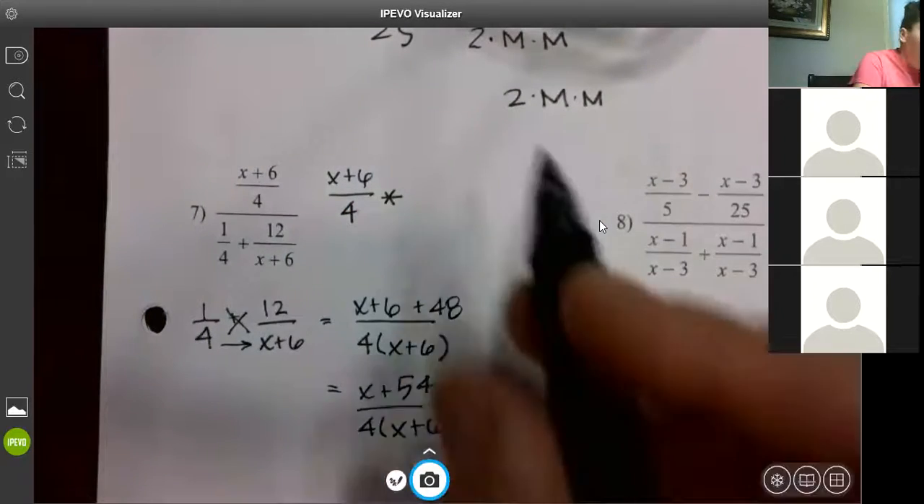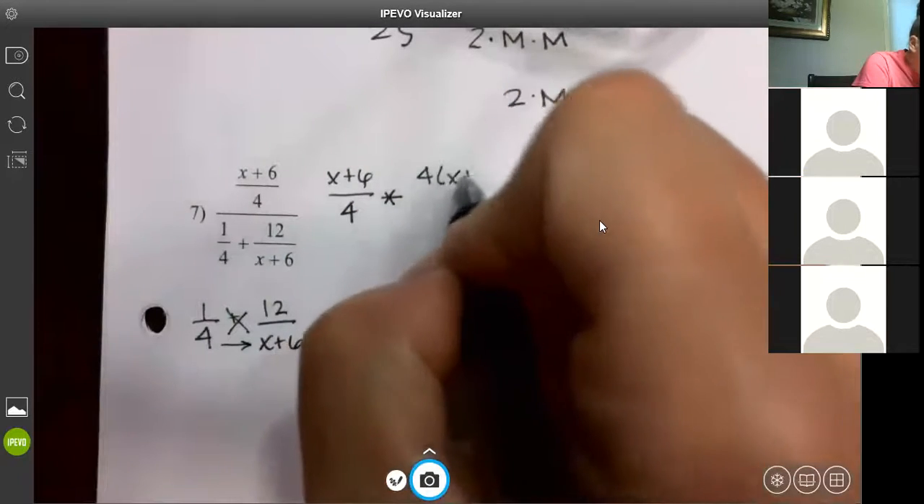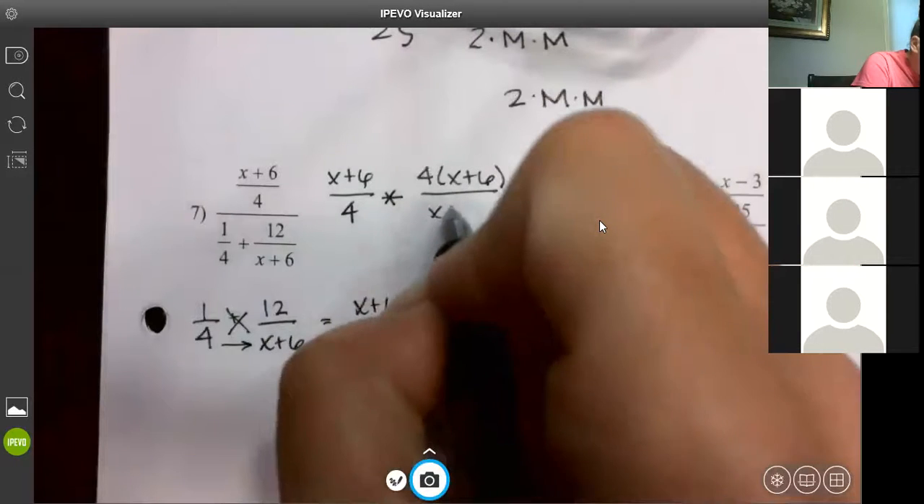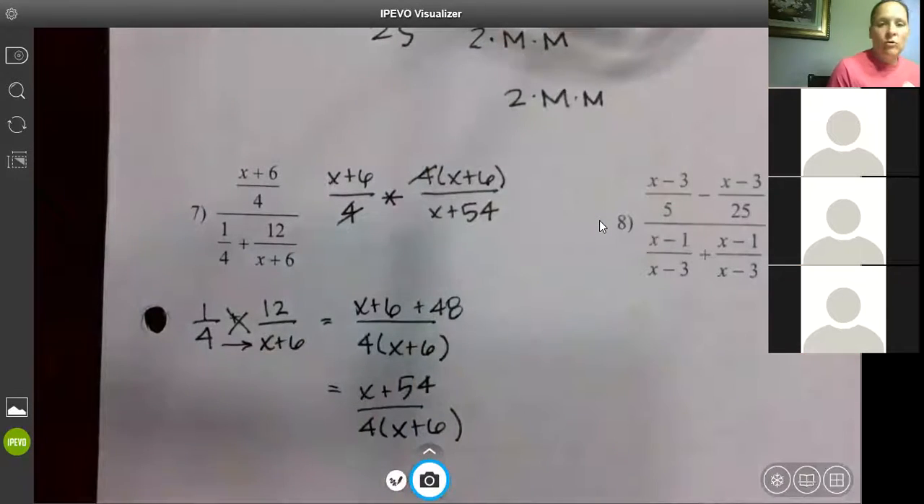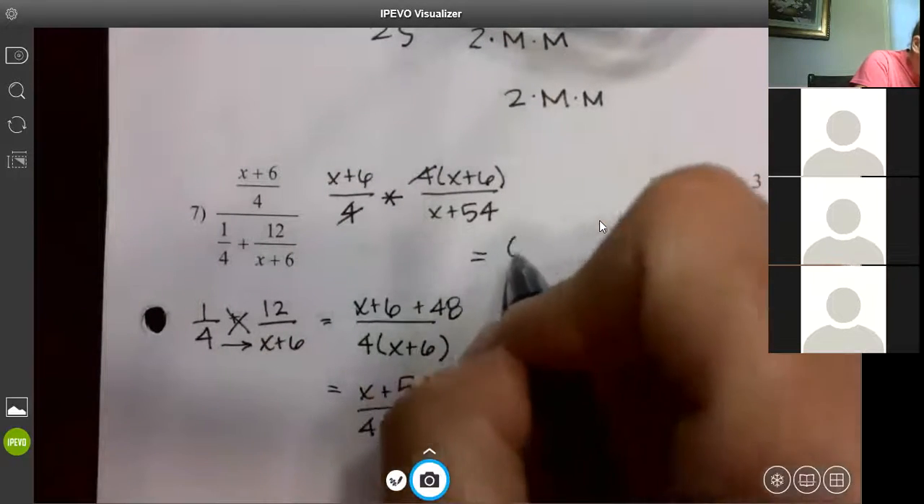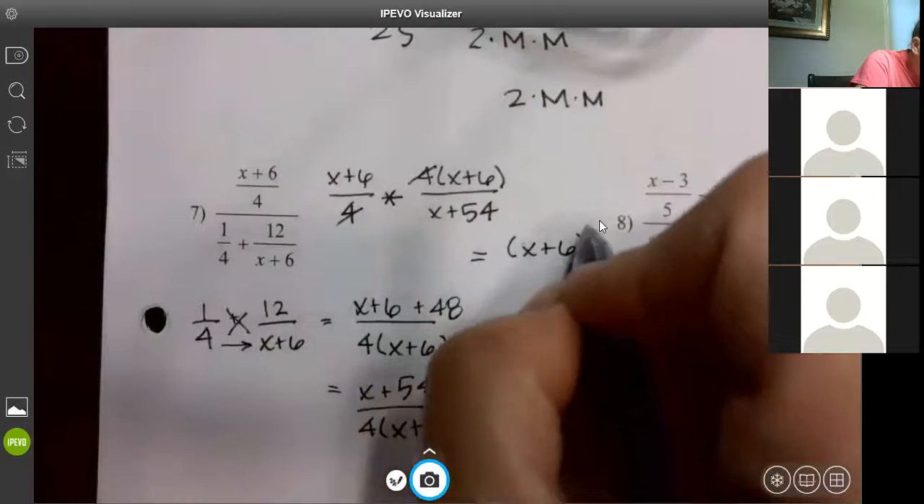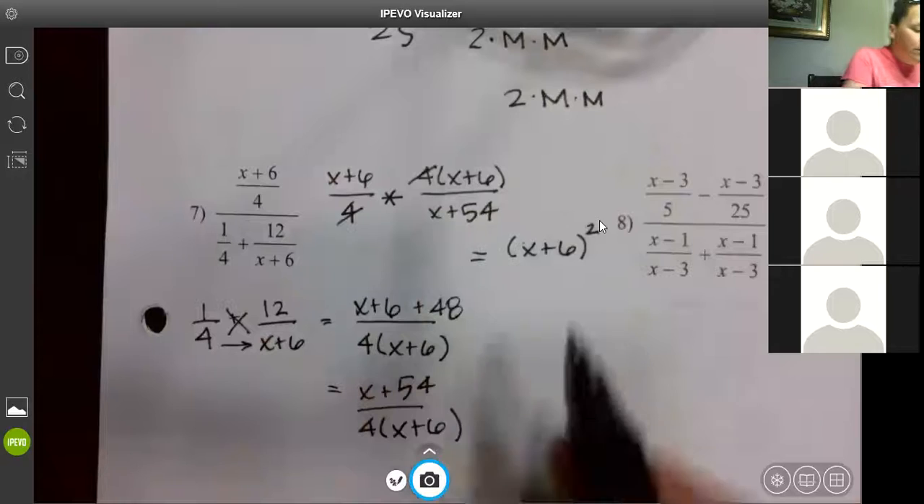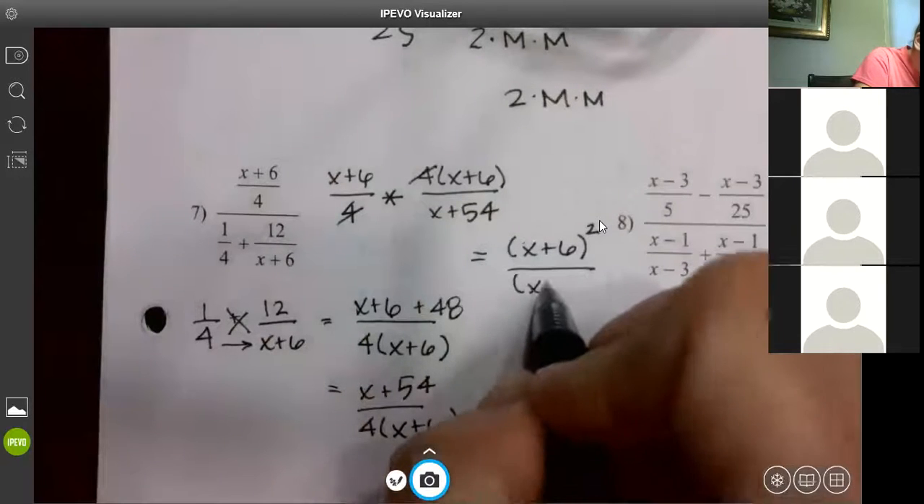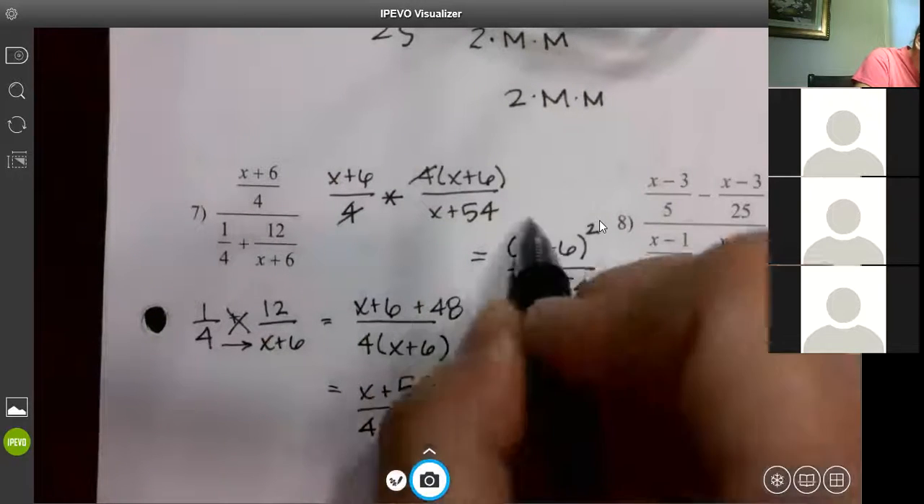We're going to flip it and multiply. It'll be 4 times x plus 6 on the top and x plus 54 on the bottom. All right. What can I do? Reduce the 4s. You can take those off. Anything you want to. Now, how you might see this answer is because they have 2 x plus 6s on the top, they might do like that. They might keep them separate. You never know. And on the bottom, all we have is x plus 54. That's it.